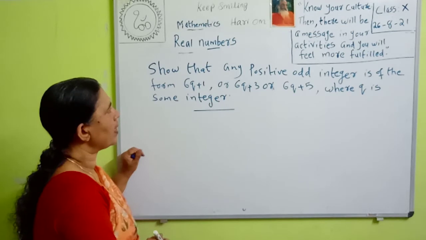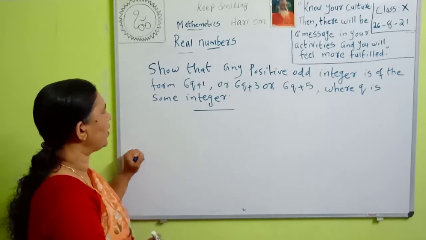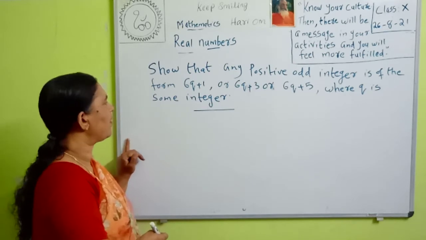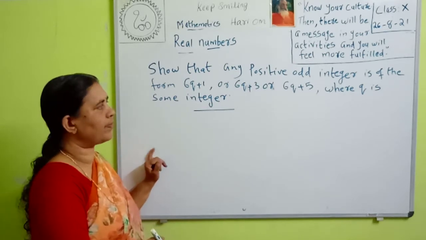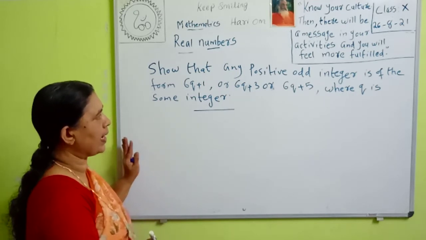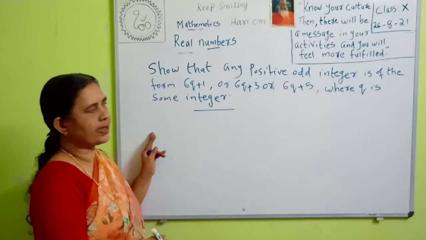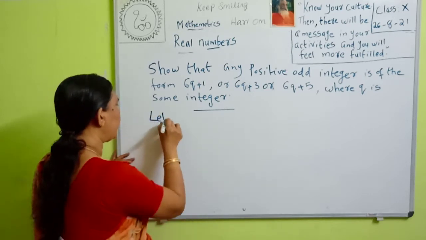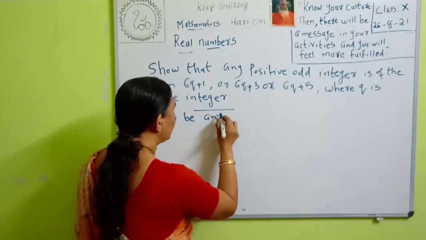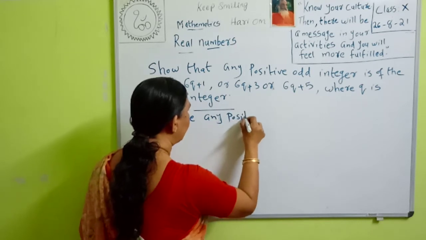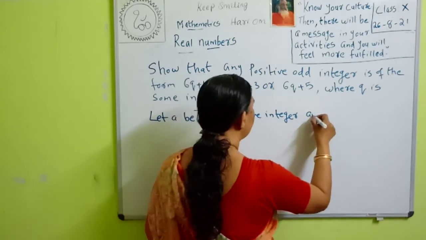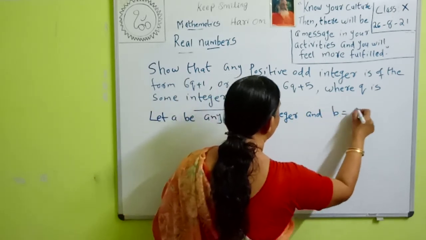Show that any positive odd integer is of the form 6q plus 1 or 6q plus 3 or 6q plus 5, where q is some integer. Then here we can take any positive integer a and b is equal to 6. Let a be any positive integer and b is equal to, here what is b? b is equal to 6.